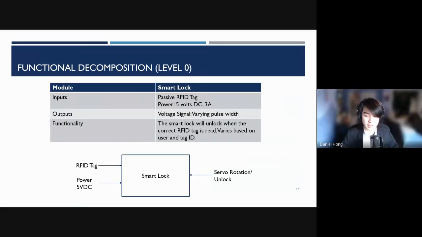So here's a table and a figure for the level 0 functional decomposition. It shows the smart lock system as a whole, where the two inputs are the RFID tag and the 5 volts DC power with a 3 amp current going into it. We are using the RFID tag for now until we have an application up and running for the NFC input. And it will output a voltage signal with a specific pulse width to the servo so that it can rotate to see if the door is unlocked or locked, depending on if the correct tag is read. Next slide.